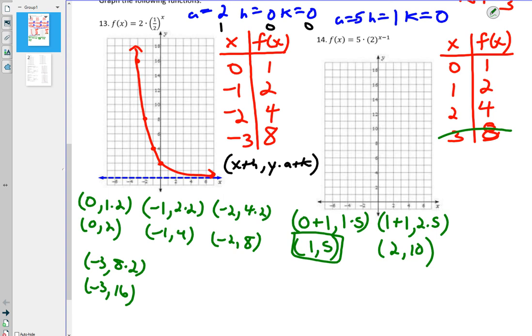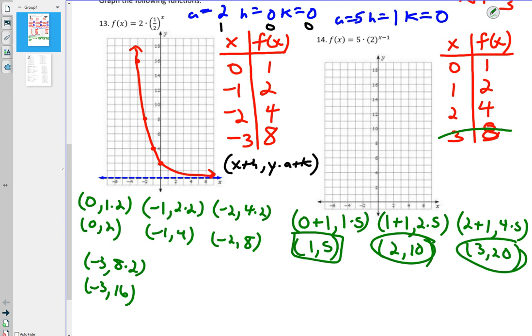But I can't just have 2 points. I can live with 3, but 4 is no good. So 2 plus 1, and then 4 times 5. So that's going to be 20. They're going to be the points I put on here: 1, 5, 2, 10, and 3, 20.